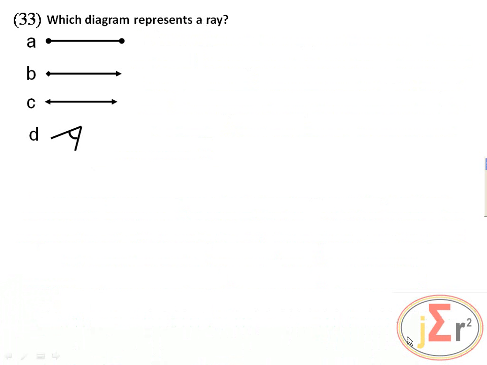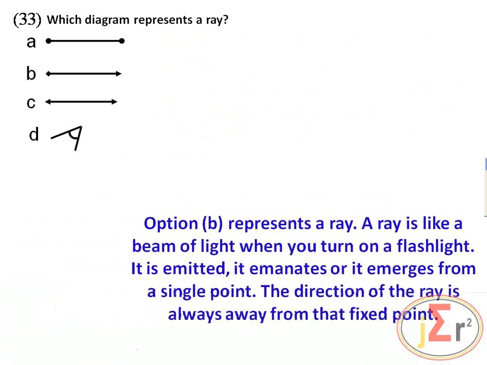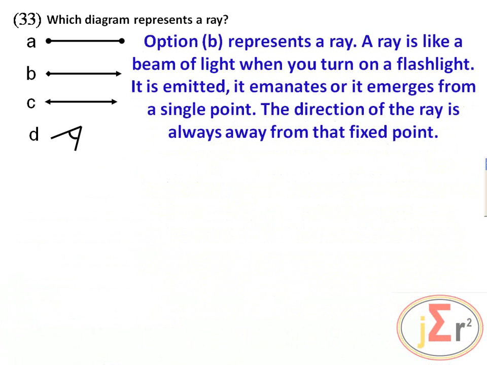Which diagram represents a ray? Option B represents a ray. A ray is like a beam of light when you turn on a flashlight. It emanates from a single point. The direction of the ray is always away from that fixed point. So your ray begins at a fixed point and it goes away from that fixed point.